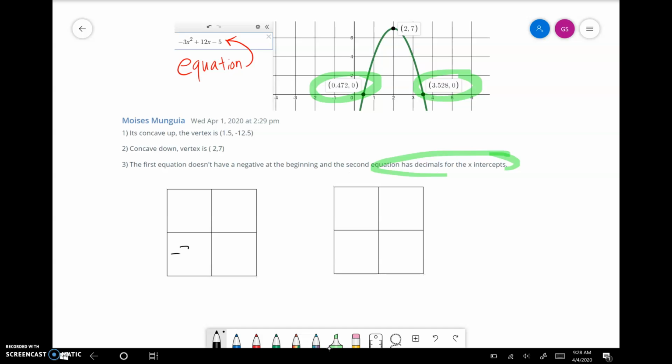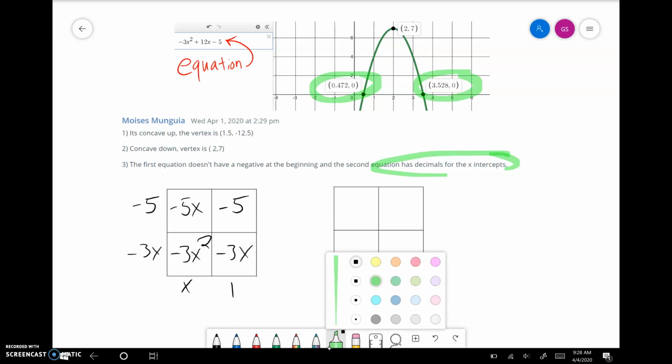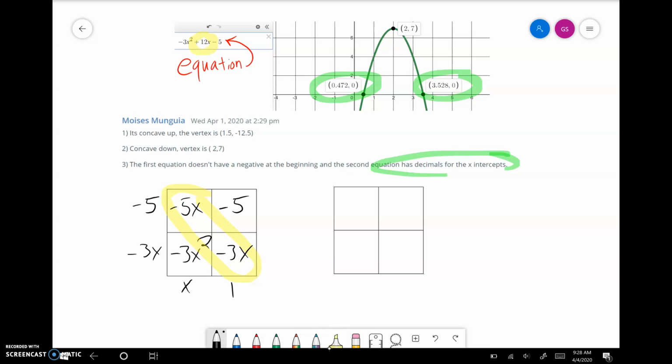So I'm going to put negative 3x squared here, and I'm going to put negative 5 here. So negative 3x and x. Let's see here. Factors of negative 5. Is it negative 5 and 1? That would give me negative 5x here, and that would give me negative 3x here. And if you remember, I need to get these two to combine to give me 12x, which does not work.